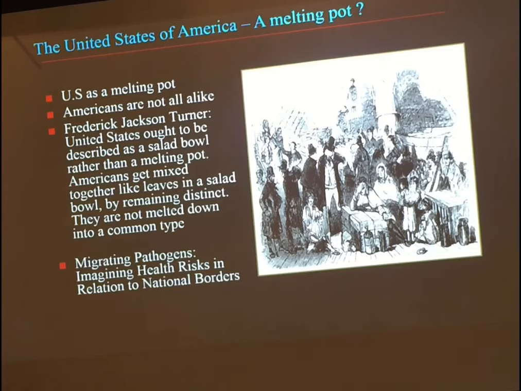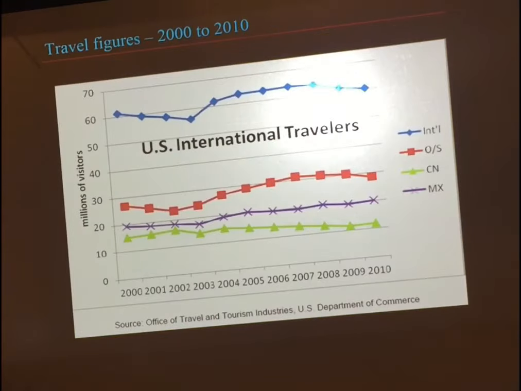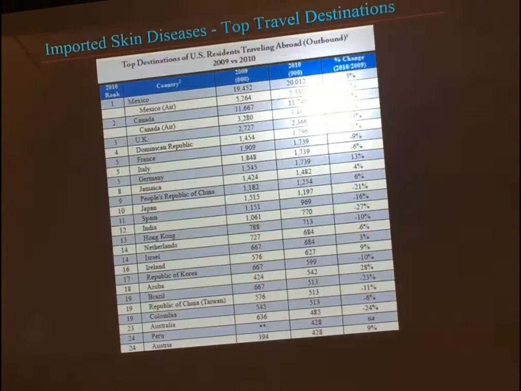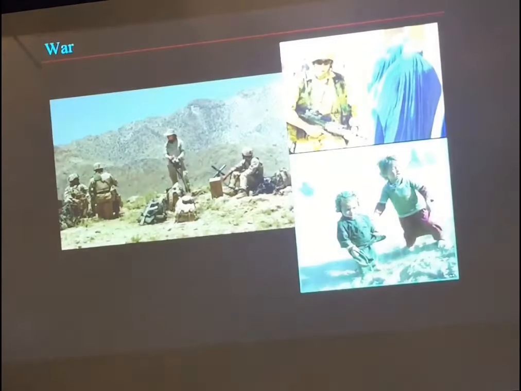That's where it's pertinent to take that history of travel and where did they grow up. Travel spreads diseases, as you guys know. Millions of international travelers from the U.S. going outside. What were the top travel destinations? You could run your eyes through this list, and a lot of these places are in tropical areas. And these are the top cities of origin. You're actually in one of these, near one of these cities. So DC is one of the ports of origin for travel.